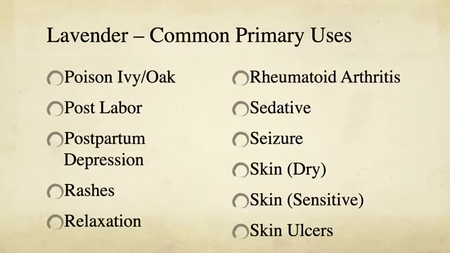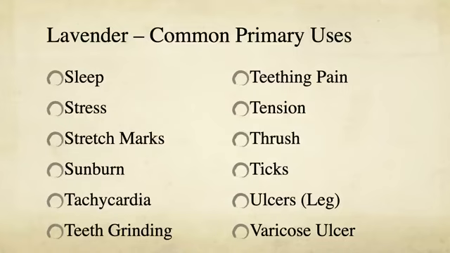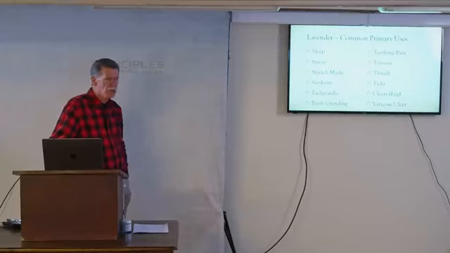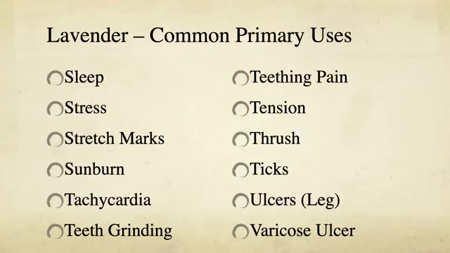Rashes, relaxation, rheumatoid arthritis, sedatives, seizures, dry skin, sensitive skin, skin ulcers. Look at this. Sleep, stress, stretch marks, sunburn. We talked about that. So instead of just a burn that you have from the stove, you could put it on sunburns. Tachycardia. Tachycardia is the pulse over 100.